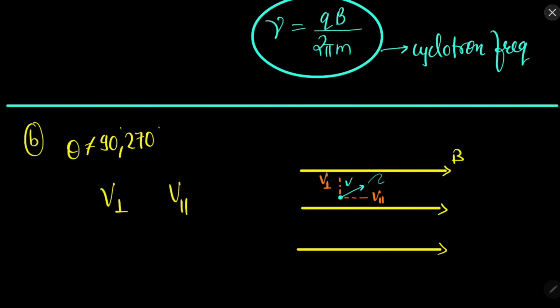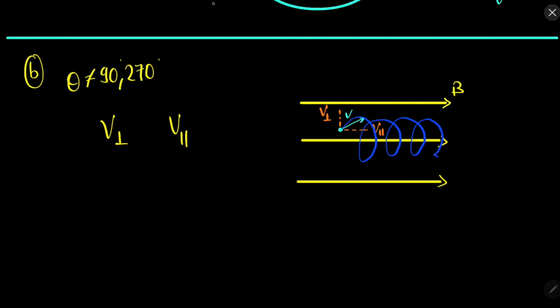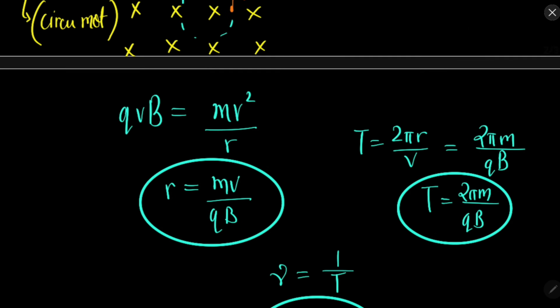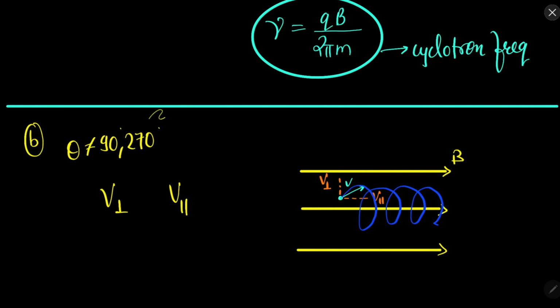So in that case what will happen is that this perpendicular component will have an effect of circular motion and this parallel component will move just straight. So this charged particle will move like this in a helical path. In this scenario the motion will be helical.